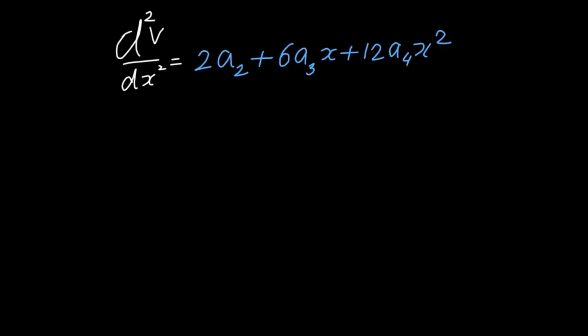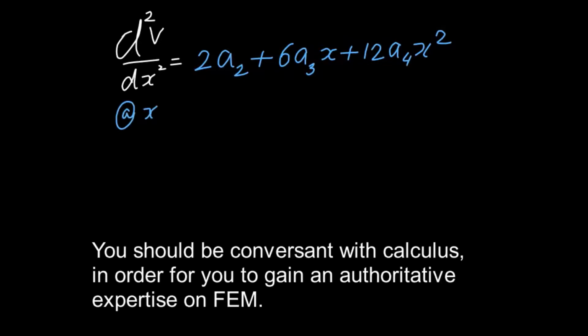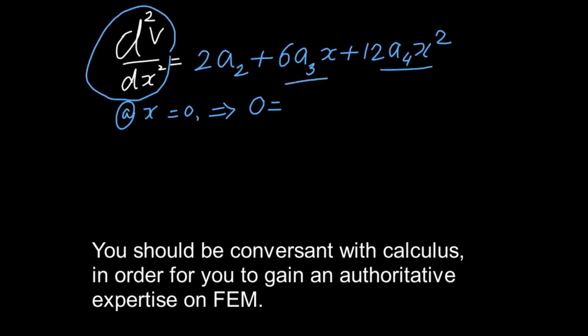Now I can apply the boundary conditions. What happens at x is equal to 0? At x is equal to 0, d squared v by dx squared becomes 0. So this term becomes 0. And at x is equal to 0, this term becomes 0, this term becomes 0. You are going to get the value of a2 is 0. That is quite axiomatic. So I got the value of a2 by applying the third boundary condition.